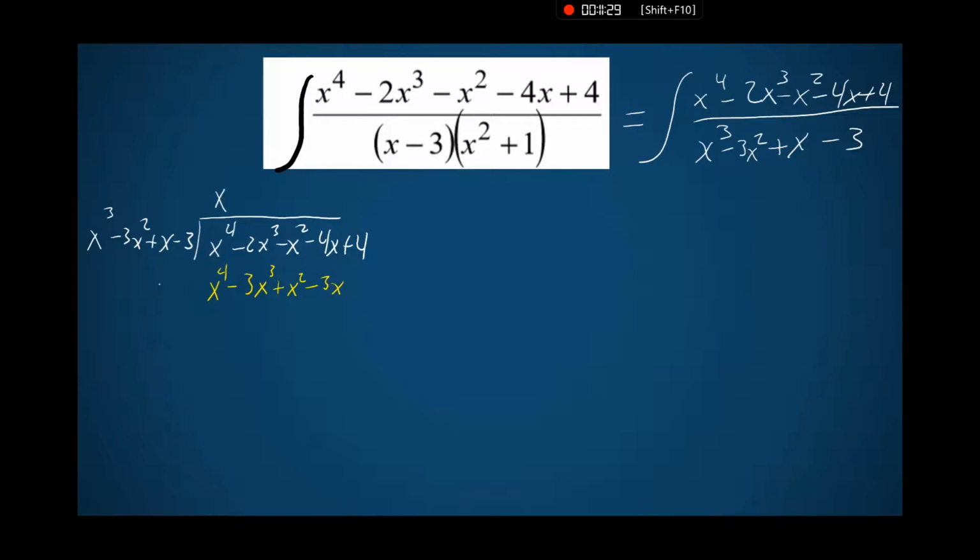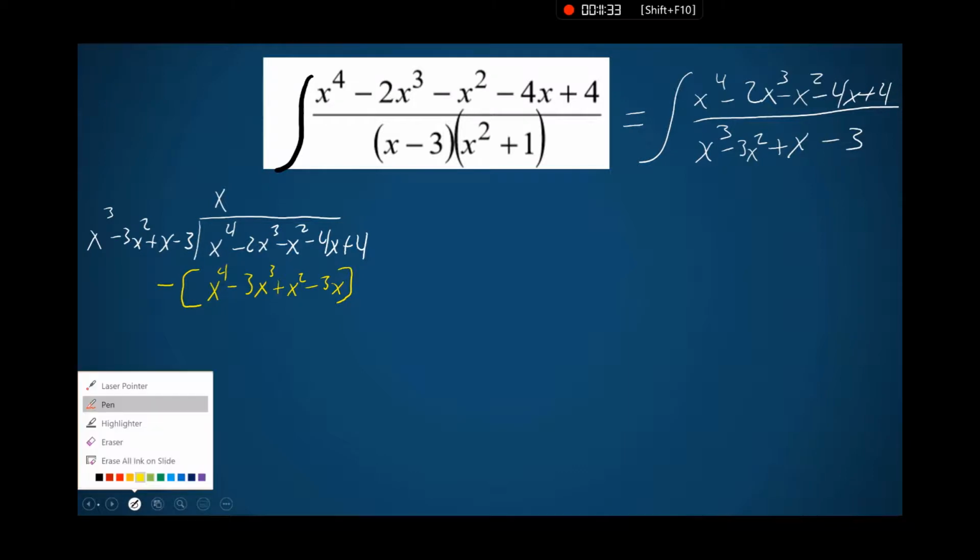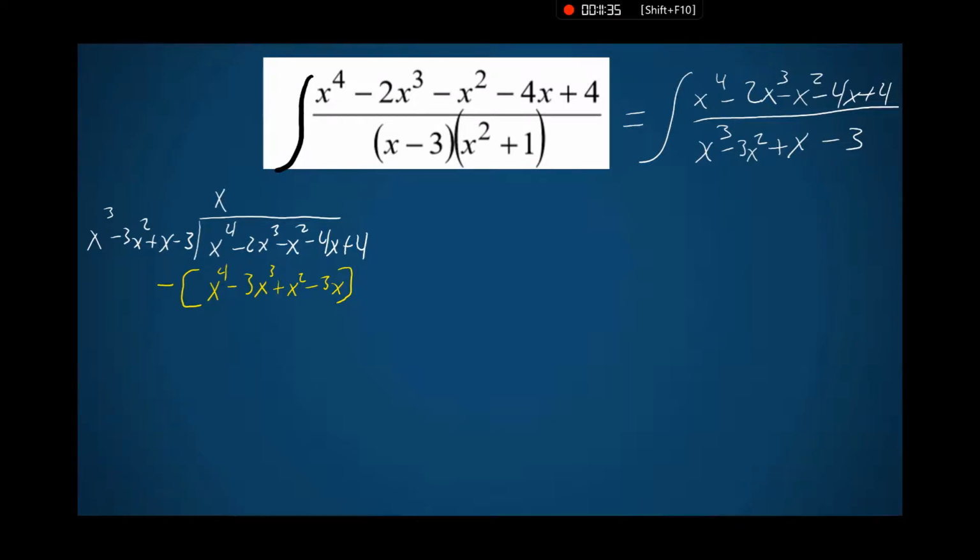Okay, and then I'm going to subtract that from what we had originally. So, what will I be left with for the next step? x cubed minus 2x squared minus x plus 4.